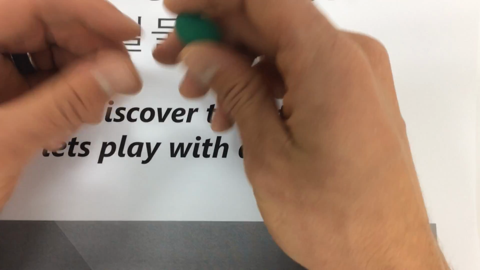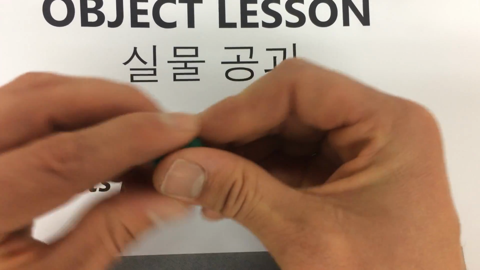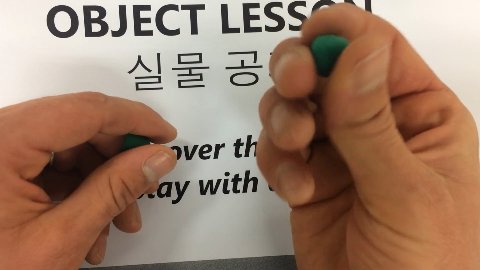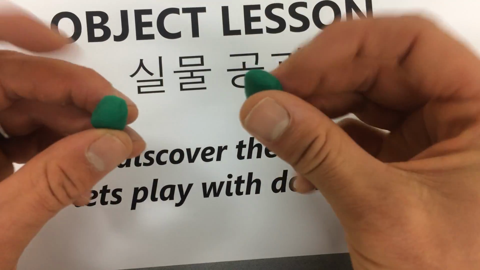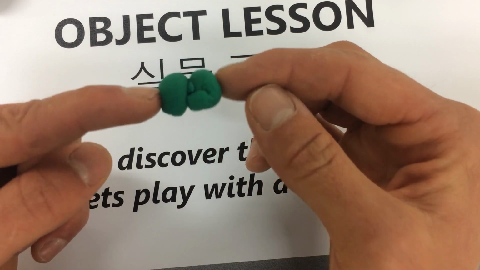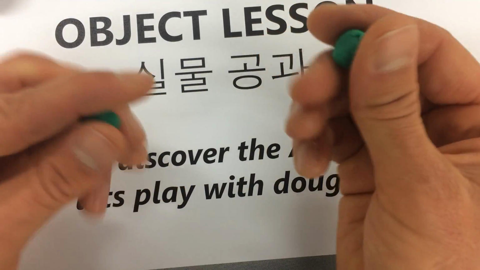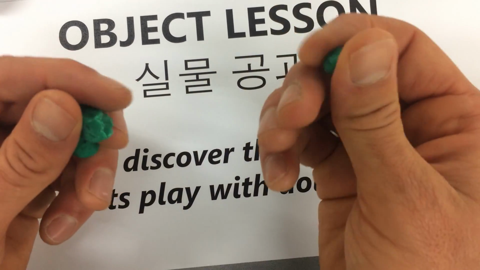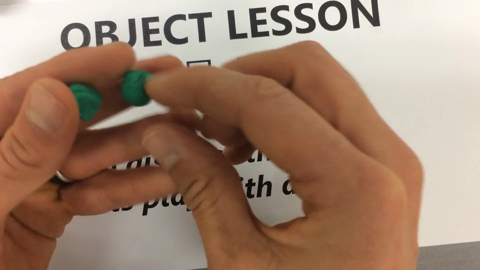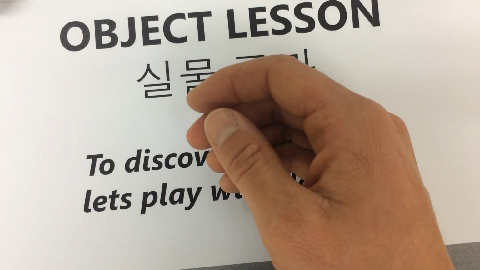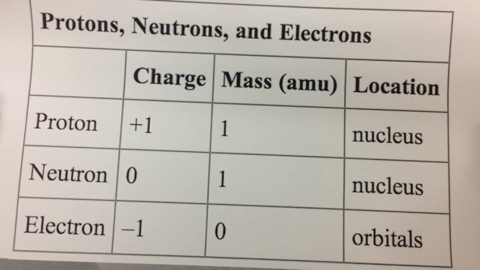Right, let's play with a little bit of dough. So here's an idea to help you understand. If that is one atom, together makes what? The molecule. So one atom together, two atoms together, or if that's one atom, that's another atom, that's another atom, three together gives us a molecule. Let's keep going.